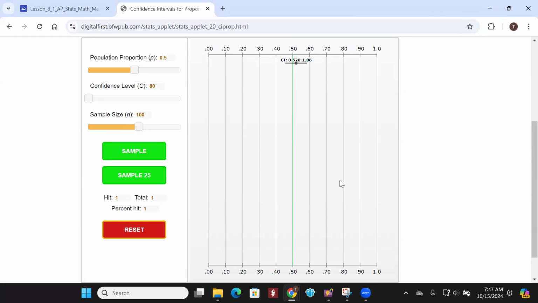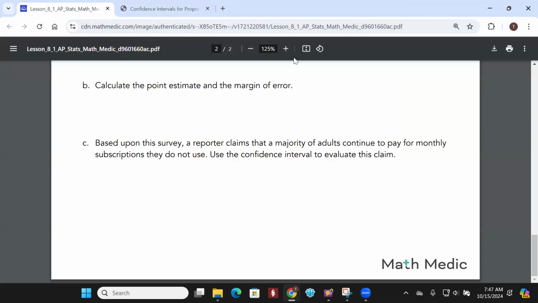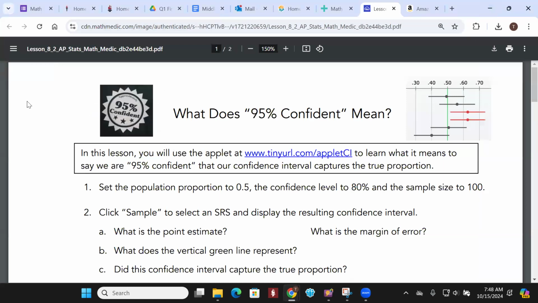Okay, so what is your point estimate? Everybody's going to have a different one, right? So we're going to write on our paper whatever your point estimate is. Like mine was 0.48. Okay, what is the margin of error? So what is that plus minus that they added on to the end? Look at your paper or look at your laptop. Again, it's going to be a little different for every single person, right?